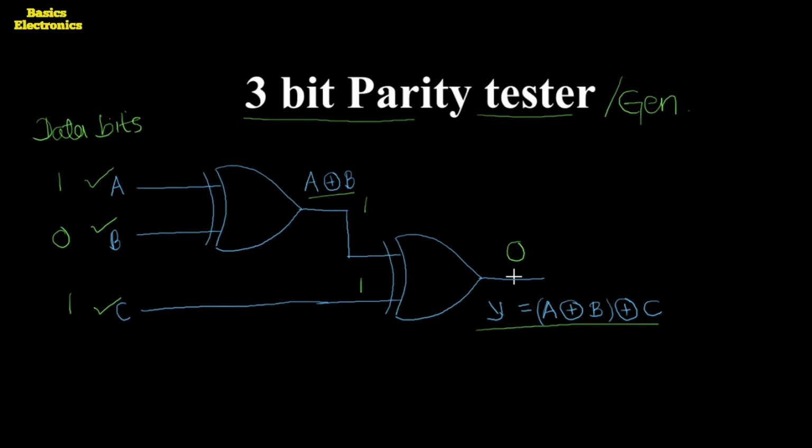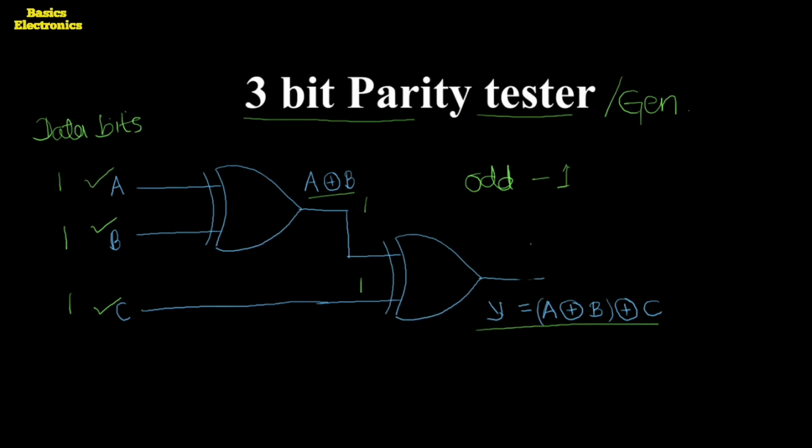Okay, so this parity tester with the input 1, 0, 1 has an even number of ones, so it produces the low output. If the data bits are 1, 1, 1, then the output changes. Now the number of ones is 3, and 3 is an odd number. So for an odd number it produces the high output, meaning its output equals 1.